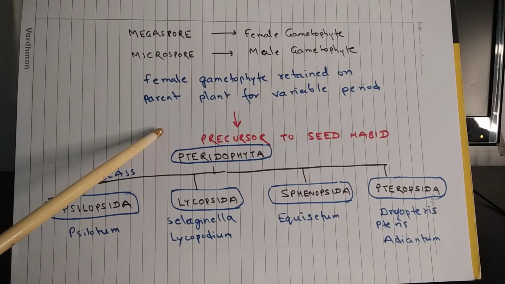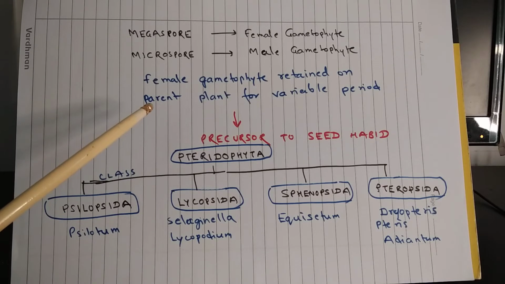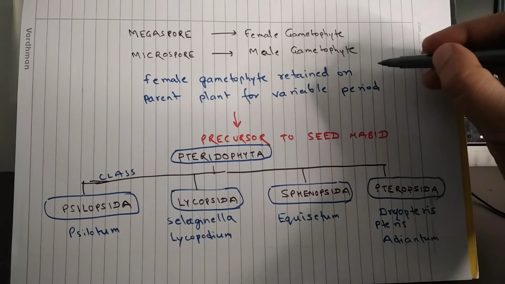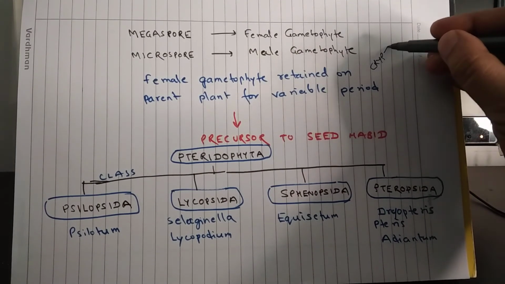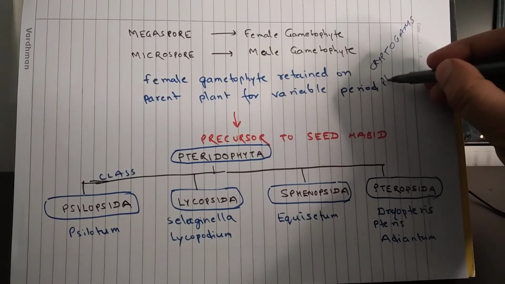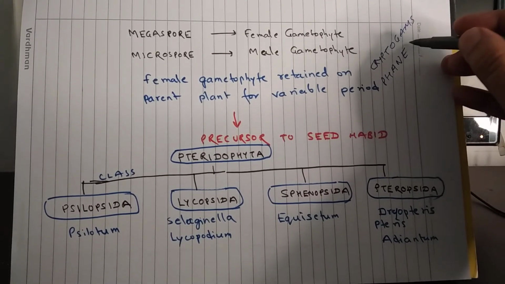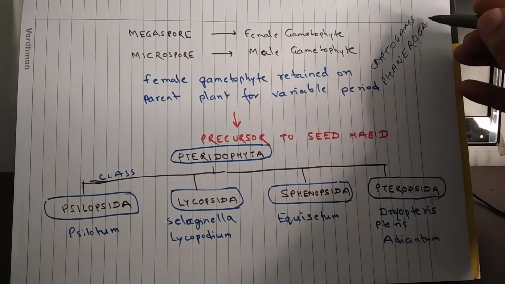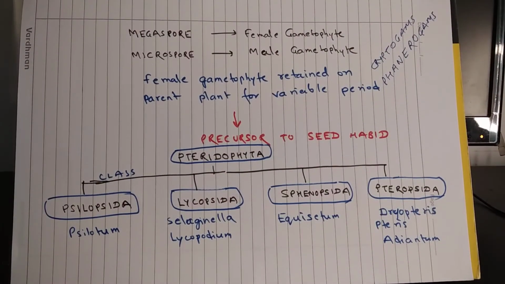Another important point is that plants, based on their ability to produce seeds, are divided into two categories, phanerogams and cryptogams. Those plants which do not produce seeds are called cryptogams, and those which produce seeds are called phanerogams. So gymnosperms and angiosperms are phanerogams.